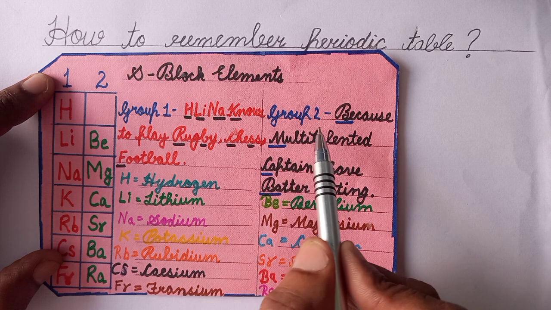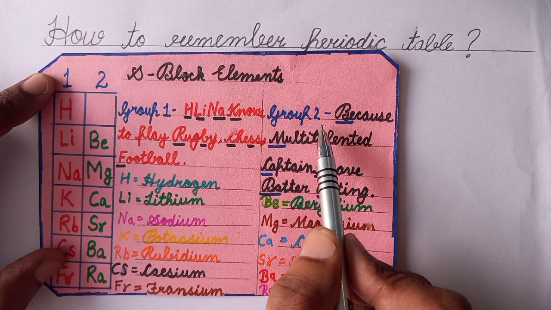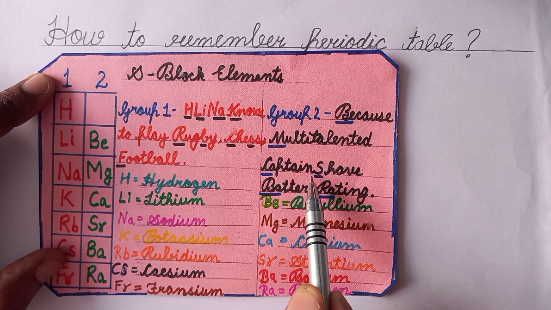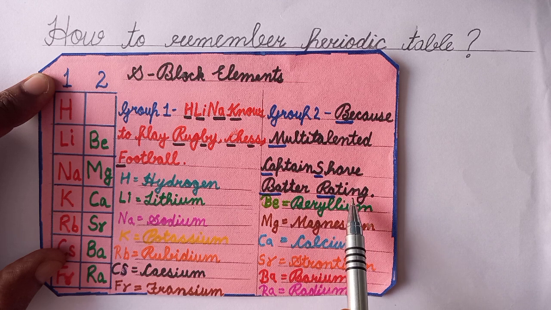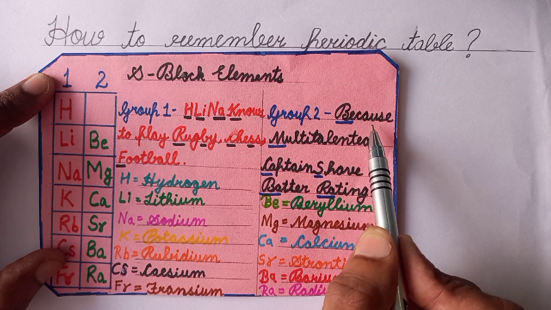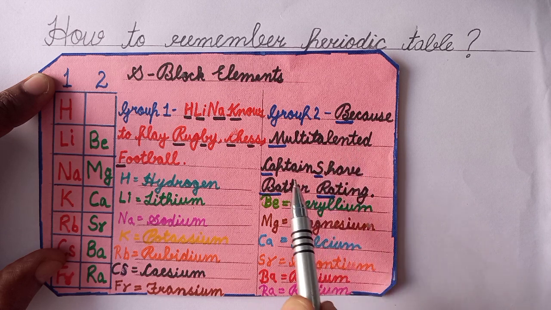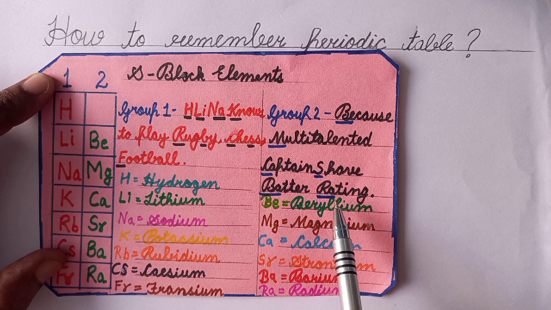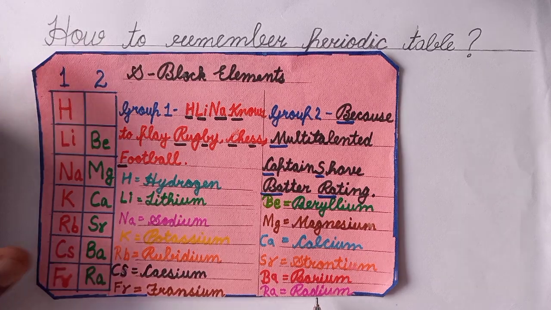Similarly, the trick for group second elements is: because multi-talented captains have better rating. I repeat, because multi-talented captains have better rating. So the elements are Be for beryllium, Mg for magnesium, Ca for calcium, Sr for strontium, Ba for barium and last Ra for radium.